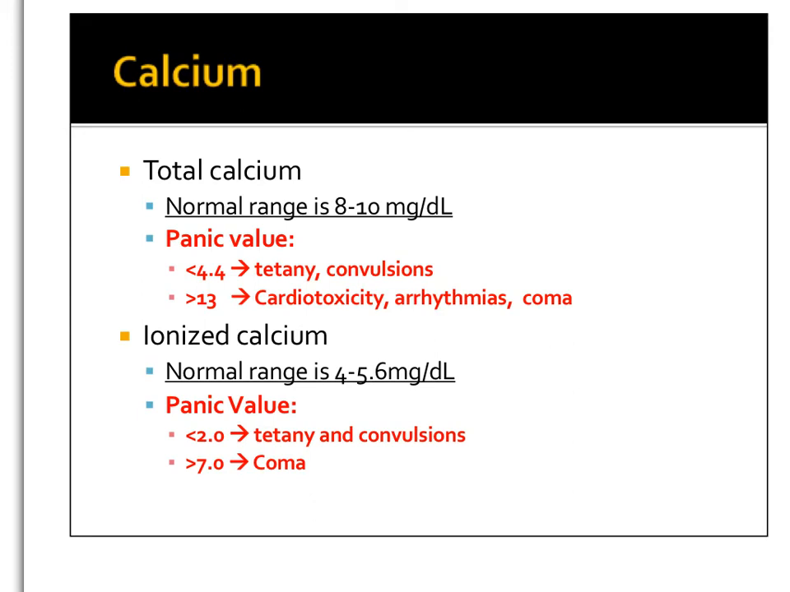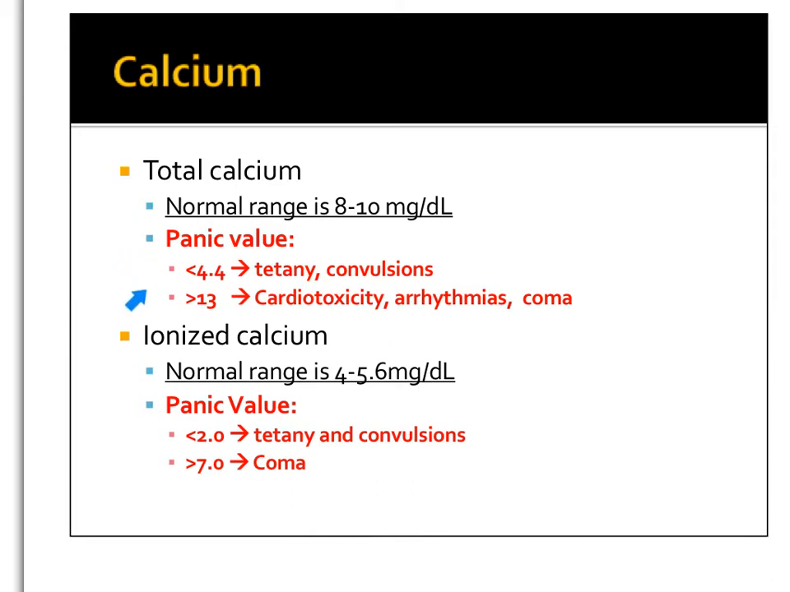Here are just the ranges for normal lab values for calcium. So total calcium is going to be anywhere from 8 to 10. We do have some panic values to worry about with regards to a total calcium, and that is a calcium less than 4.4. You can get sort of like a tetanus or tetany of the muscles, and it can also cause seizures.